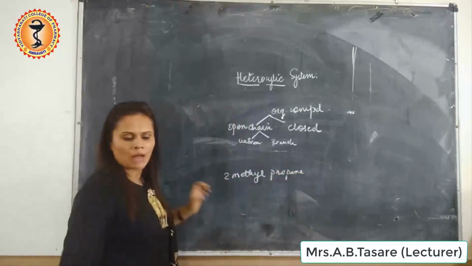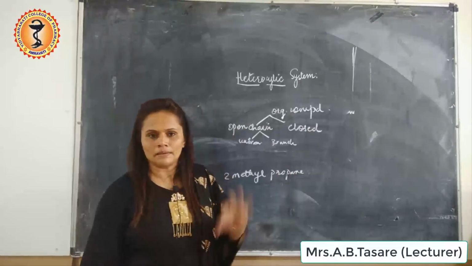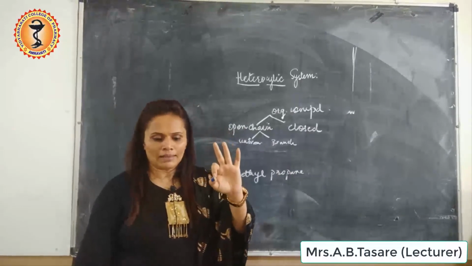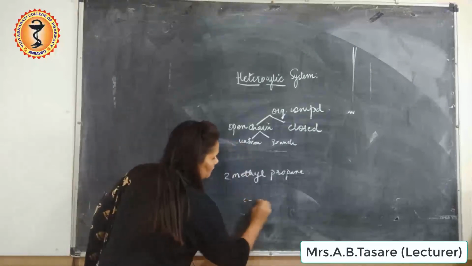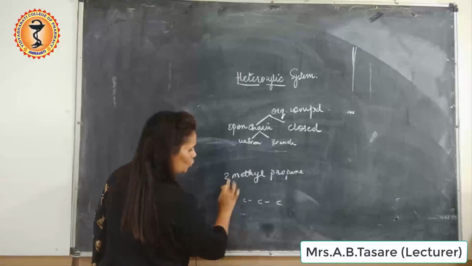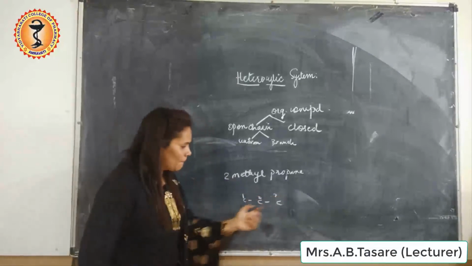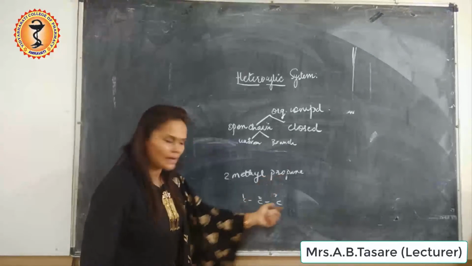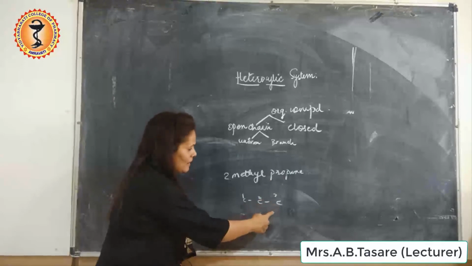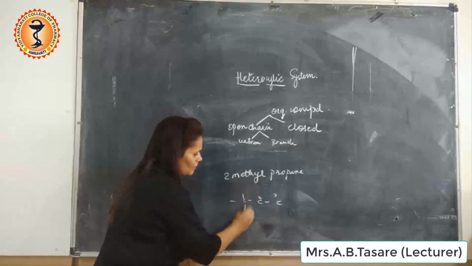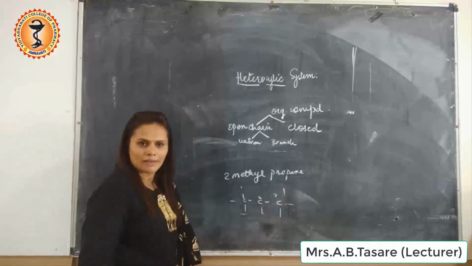Now, when we say propane, how many carbons come to your mind? Methane, ethane, and propane, so 3 carbons. Let's give the numbering. Propane means 3 carbons, that is your 1, 2, and 3. Let's start with the balancing of your carbons and your hydrogens.